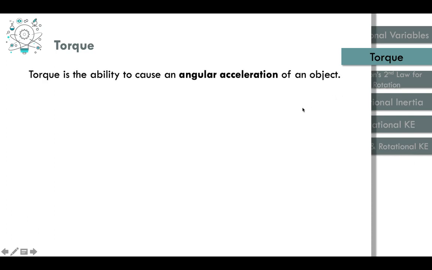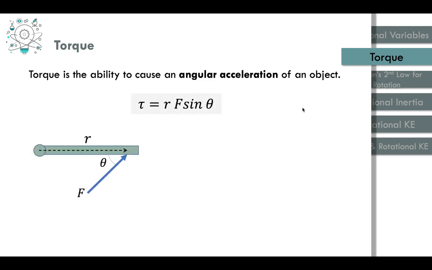Okay, when an object has angular acceleration, that is caused by torque. Torque causes angular acceleration. Torque is the rotational equivalent of force. It causes objects to rotate when that force is applied at a radius from the axis of rotation. Our equation is actually a cross product. It's r cross F. The cross product of two vectors gives us a vector, so torque is itself a vector quantity.